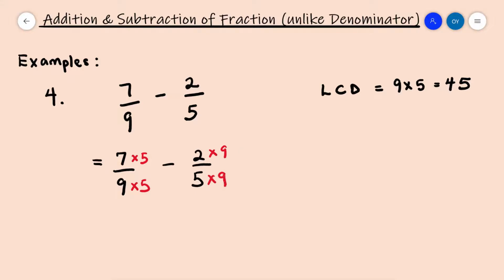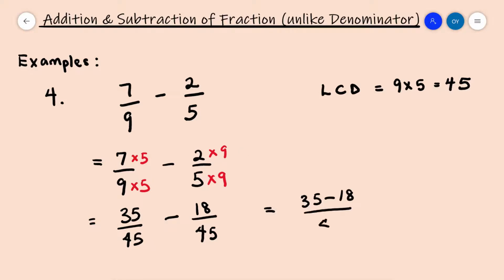So we have 35 over 45 minus 18 over 45. And so this gives us 35 minus 18 over 45, and that is 17 over 45. So 7 over 9 minus 2 over 5 is 17 over 45.